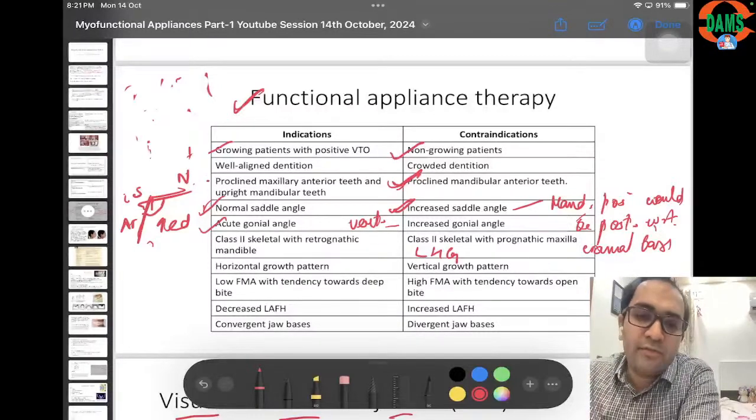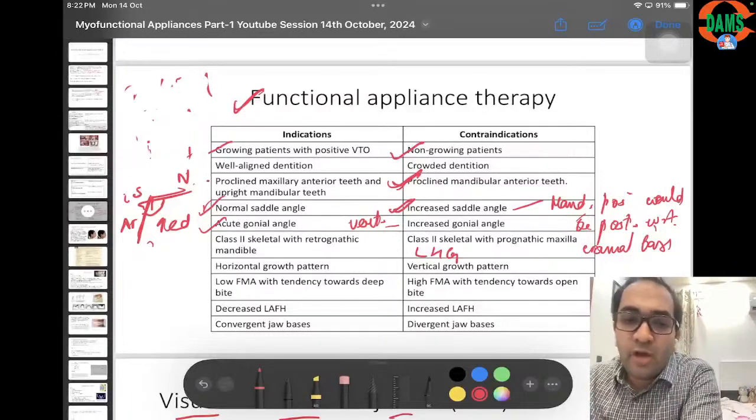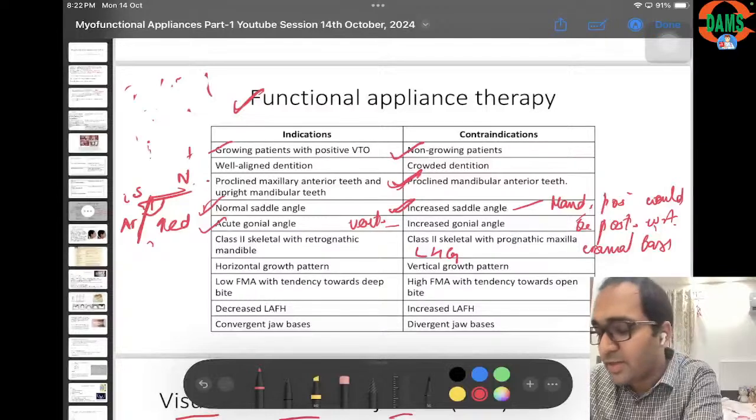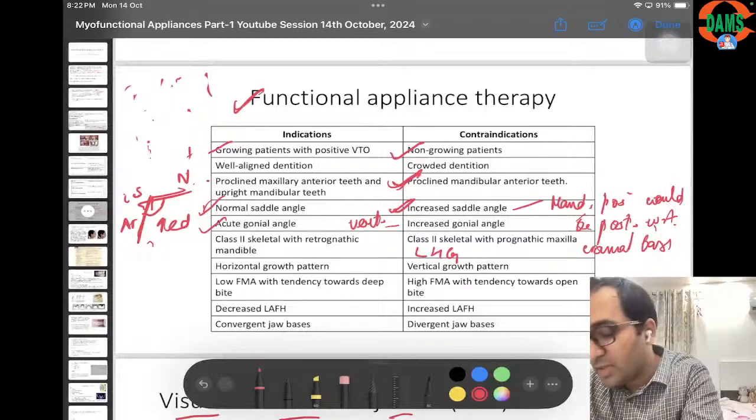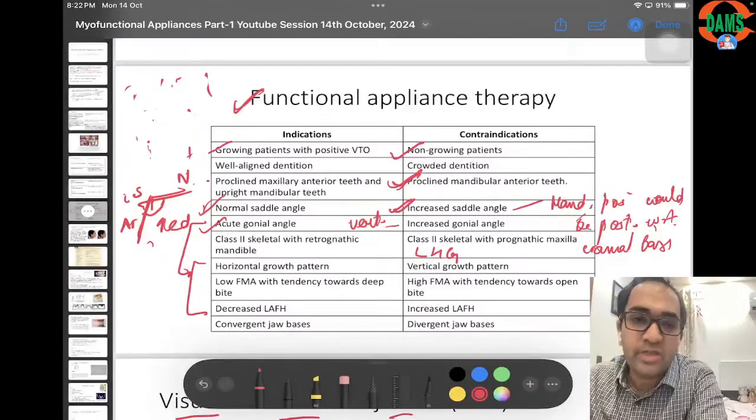Again, horizontal and vertical I've already explained. Low FMA with tendency towards deep bite, same thing. Decreased LAFH, that is lower anterior facial height, and convergent jaws. Same. चीज को अलग अलग वर्ड्स में लिखा है.